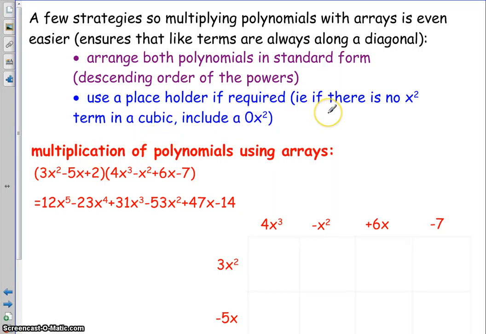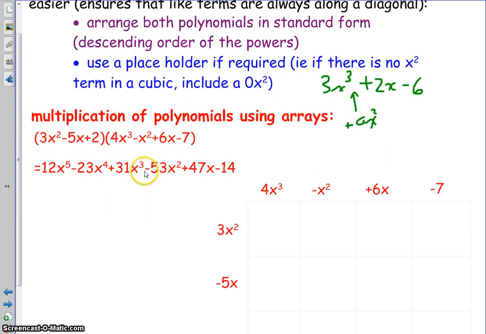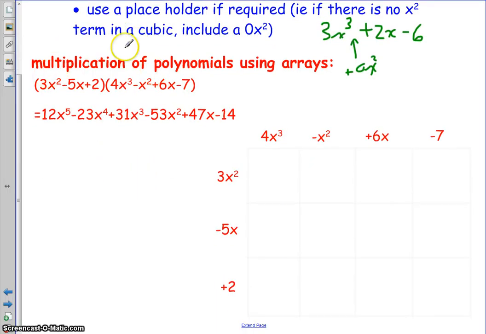So if there's no x squared term in the cubic, like let's say for example you had 3x cubed plus 2x minus 6. You see there's no x squared term in here. You may find it easier to add in a 0x squared. It makes your array larger, but it does mean when you're simplifying afterwards that all your like terms will be along a diagonal. Now this is completely optional. A lot of people won't do that step, but if you find it helpful, then by all means go for it. So this particular one, you can see how quickly multiplication of polynomials using arrays can get pretty large. But this question is a lot easier with arrays than it is using the distributive property.